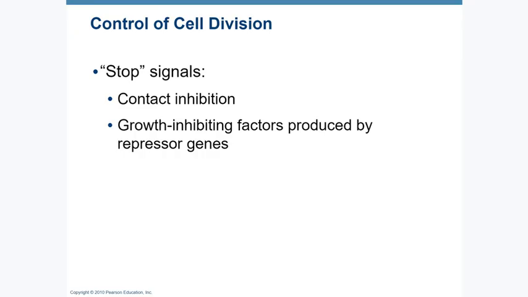We do have our stop signals, and for stop signals, we have two different ones. We have contact inhibition. So if there are too many cells in an area, they will not signal each other to divide. Actually, they tell the other cells around them not to divide. It's like too many people in a room. Hey, we can't fit any more people in here. Let's not get any more people in there.